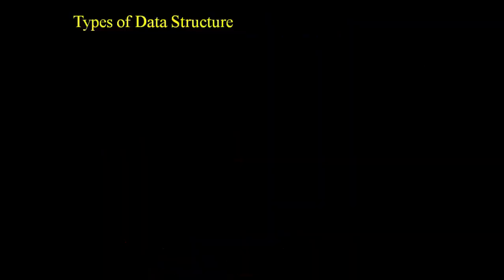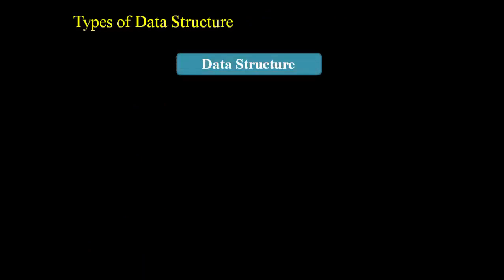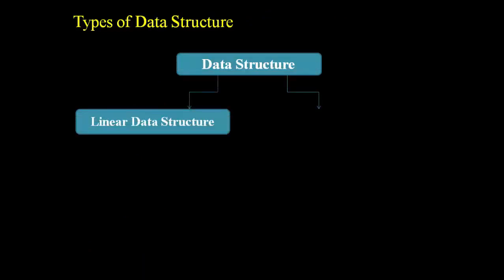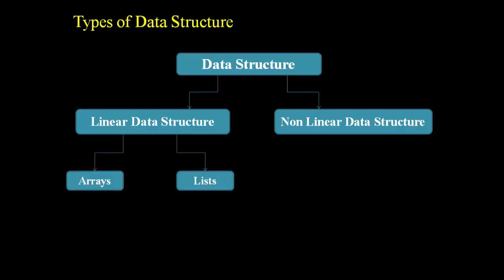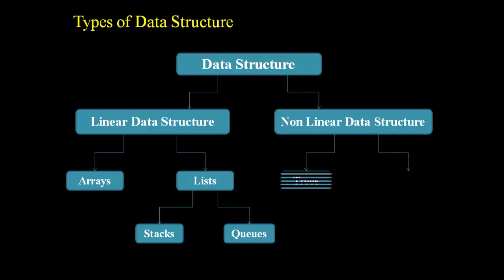Now, the different types of data structure. Basically there are two types: one is linear data structure and the second is non-linear data structure. Linear data structure has two types: one is array and the second is list. List again has two types: one is stack and the second is queue. In the non-linear part, again we have two parts: one is tree and the second is graph. So these are all the different types of data structure.